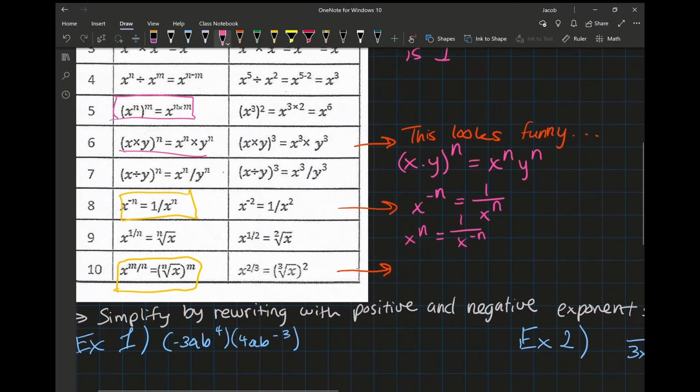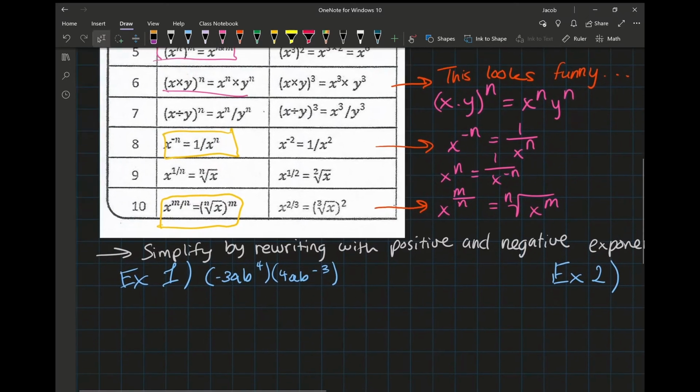And then for number 10, I wanted to highlight that one as well. This is changing a radical into a fractional exponent and vice versa. So if you're given x to the m divided by n, this looks like the nth root of x to the m. So that's pretty important to remember. Basically, whenever you see a fractional exponent, you have a radical.